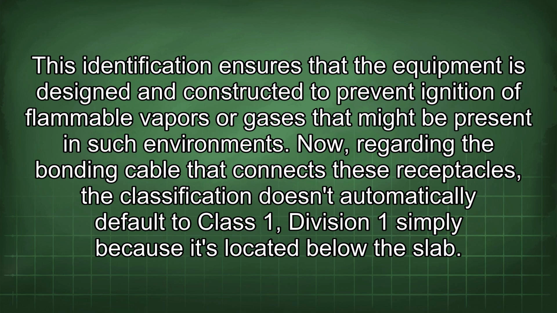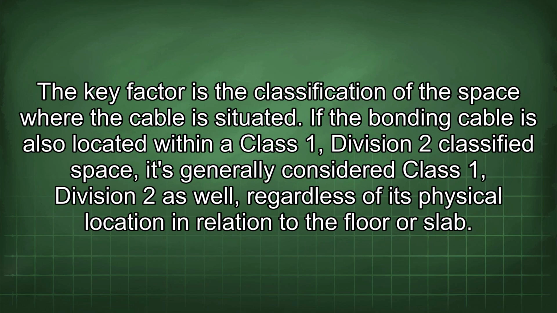Now, regarding the bonding cable that connects these receptacles, the classification doesn't automatically default to Class 1, Division 1 simply because it's located below the slab. The key factor is the classification of the space where the cable is situated. If the bonding cable is also located within a Class 1, Division 2 classified space, it's generally considered Class 1, Division 2 as well, regardless of its physical location in relation to the floor or slab.